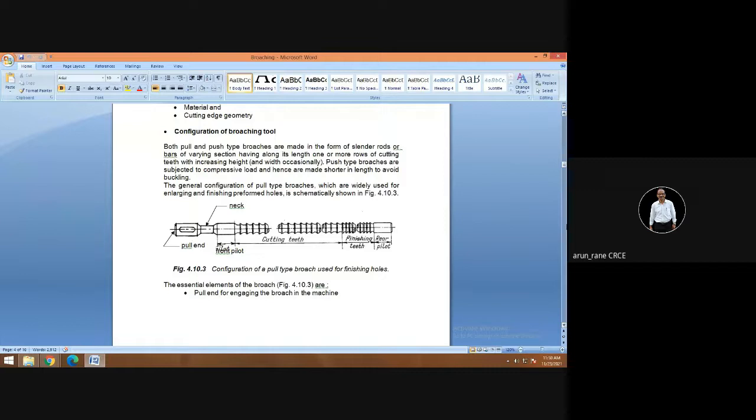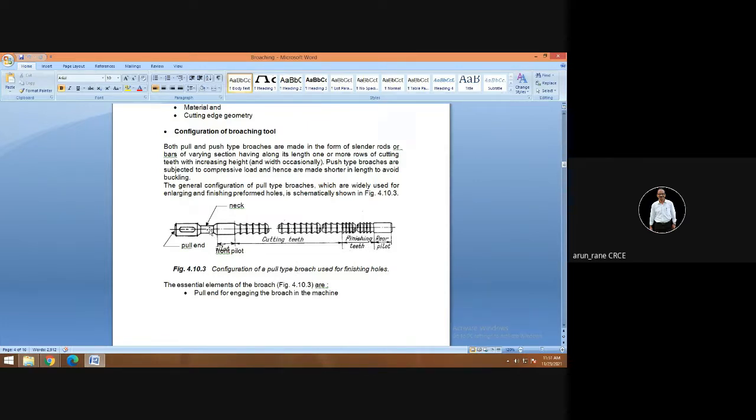But in broaching that is not so, because the finishing teeth are at the end, so the complete broach has to pass through the hole. So that's why again and again I am repeating that for calculating machining time in broaching, you need to consider the total broach length. So there is a calculation for how to calculate the total broach length.